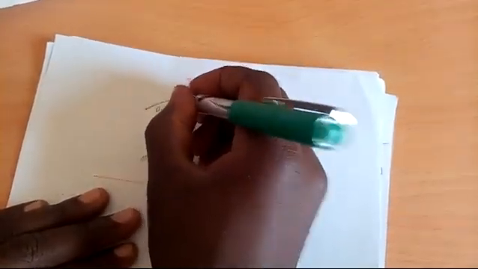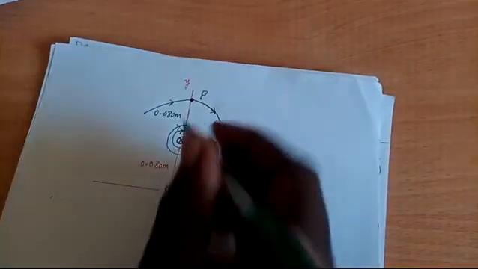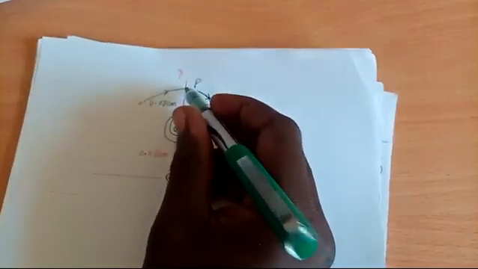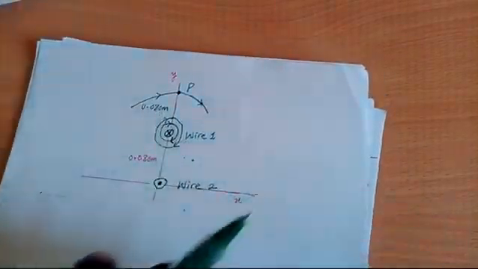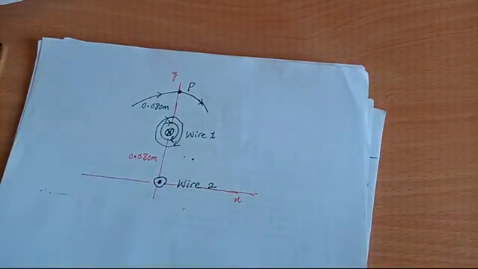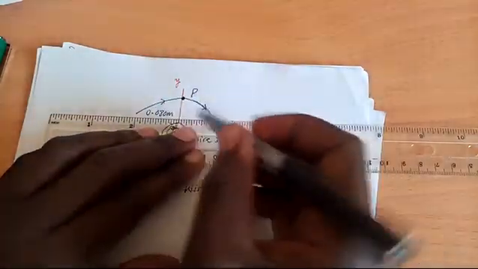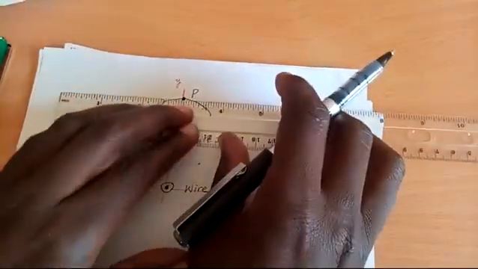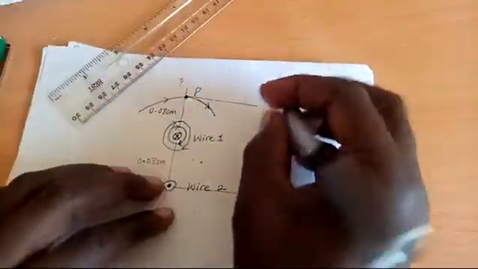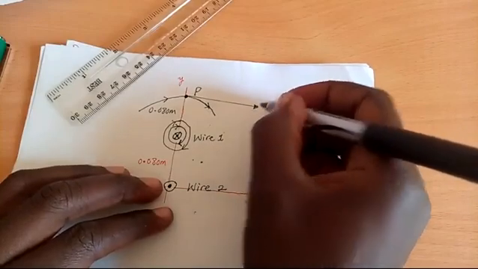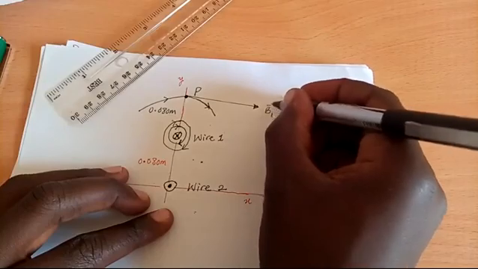Okay, and its direction is also clockwise. You see that? So at point P, the direction of the magnetic field should be the tangent at P. So we draw the tangent at P. Since it is in this direction, clockwise, we draw the tangent to the right. So this is our magnetic field at P due to wire 1, and we call it B1 vector.